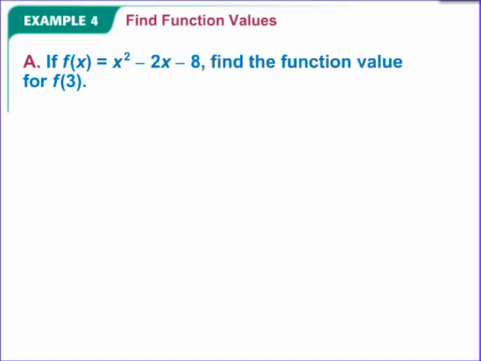Okay, this one should look real familiar. If f of x equals x squared minus 2x minus 8, find the function value for f of 3. What do we do? Plug in 3. Perfect. I'm going to plug in 3 here for x. And then all I'm going to do is find out what number that comes out to be.